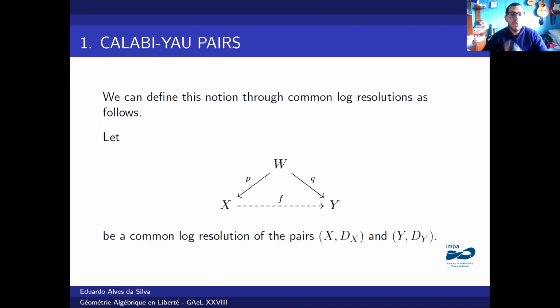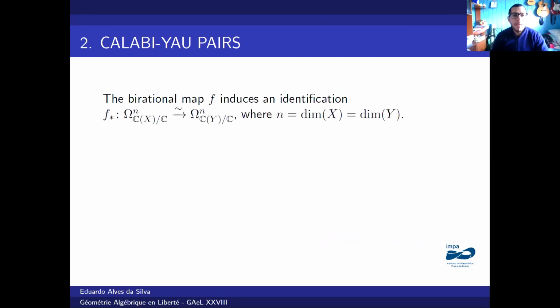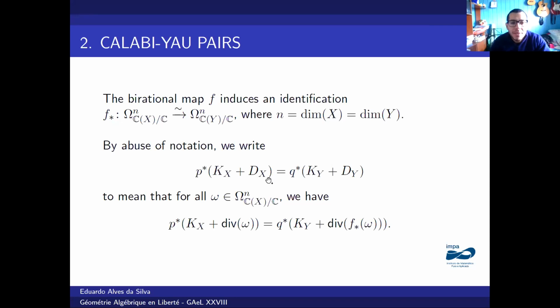We have this equality here in order to have this map volume preserving. And we can define this notion through some common log resolutions as follows. Then consider a log resolution of both Calabi-Yau pairs. And roughly speaking, we can think that a log resolution is a strengthened resolution of singularities in order to have simple normal crossings. And this birational map will induce an identification between the n-rational forms, where n is the common dimension of X and Y. And by abuse of notation, we write this equality of the pullbacks to mean that equality here.